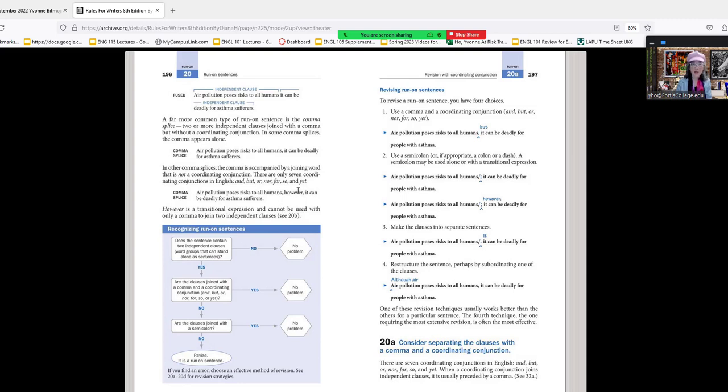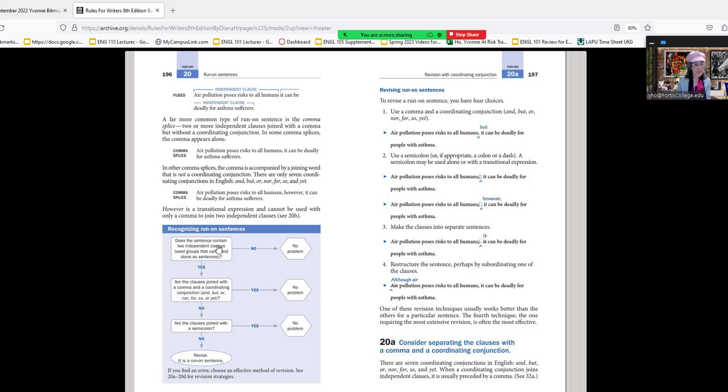Because "however" is a transition word, it's also known as a conjunctive adverb. So when you have a transition word, "however" is a transition word of contrast, you can have either a period and a comma, or a semicolon and a comma, but you can't have a comma and a comma. "However" is a transitional expression and cannot be used with only a comma to join two independent clauses.